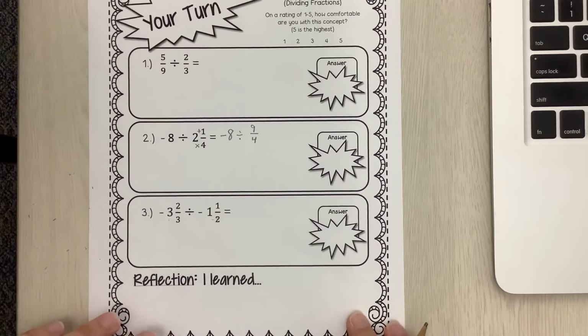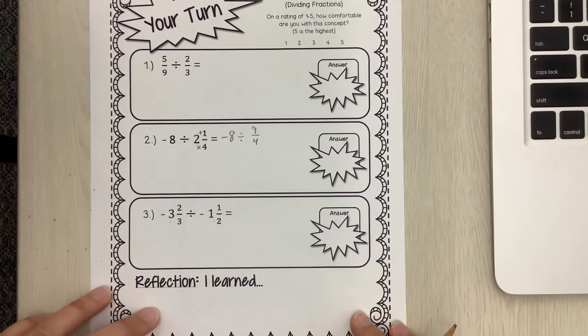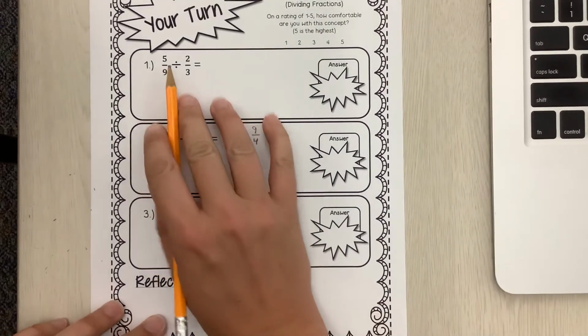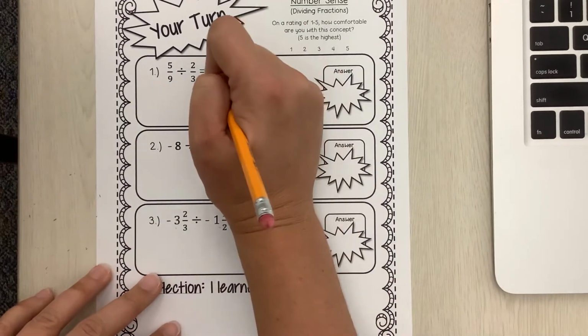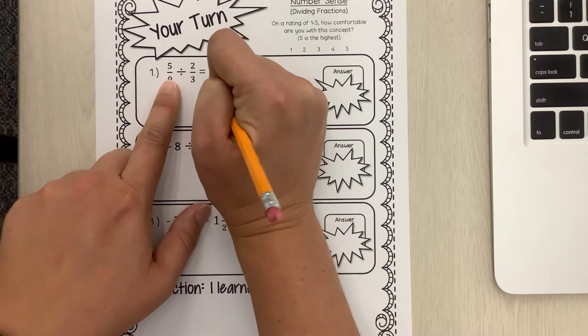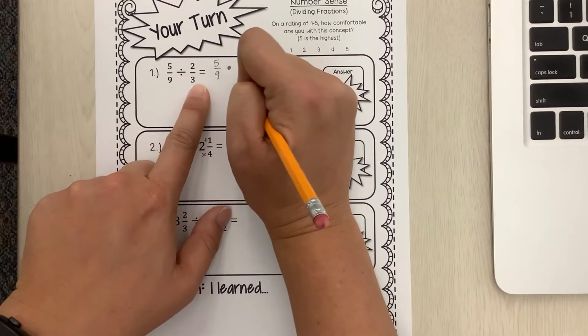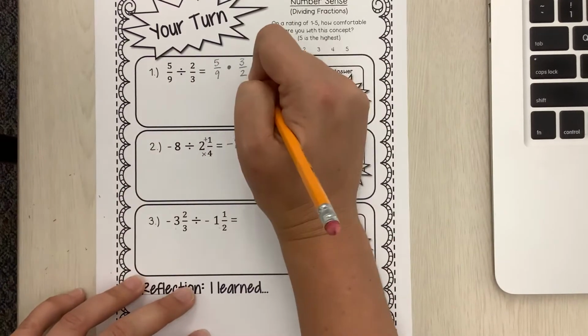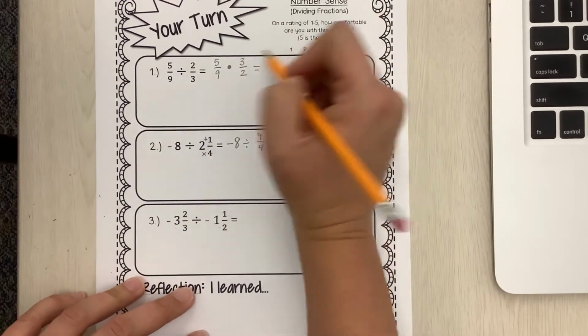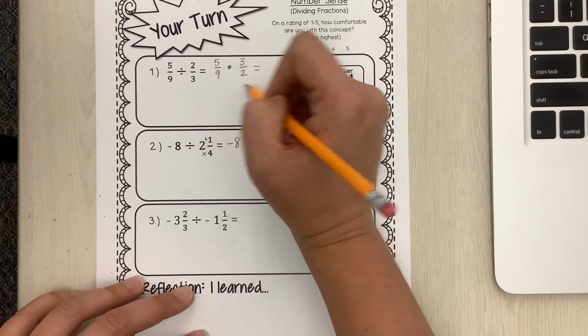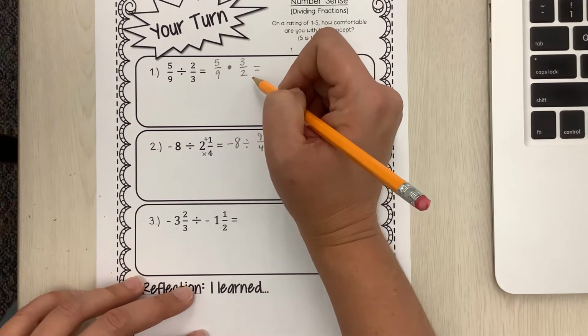Okay, let's try our keep, change, flip that we learned. So 5/9 divided by 2/3. So really I'm going to put keep, change, flip. Okay, here's my new problem. Now I know how to multiply fractions. I just multiply across the numerators and I multiply across the denominators.